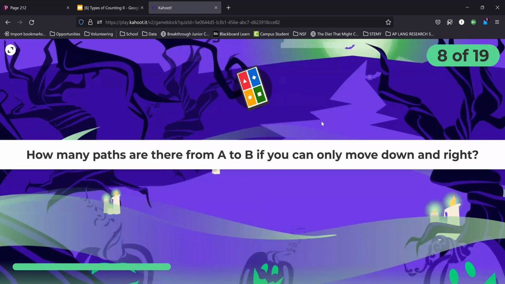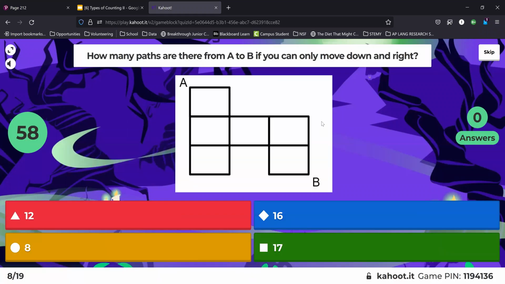Okay, how many paths are there from A to B if you can only move down and right? So remember, in this case, the numbering, the edges that the starting point A would touch with ones and then adding together would be the easiest way to do it.